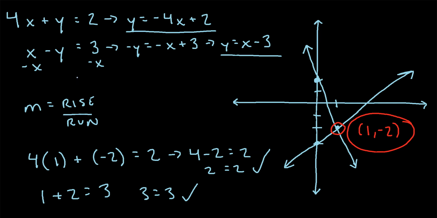So that's how you can solve a system of equations by graphing. Simply graph the two lines and find the point where they intersect.